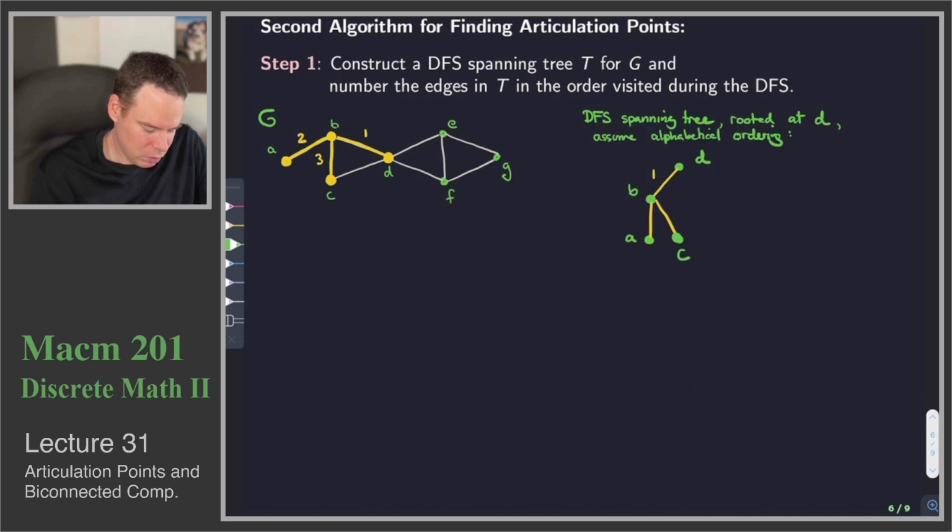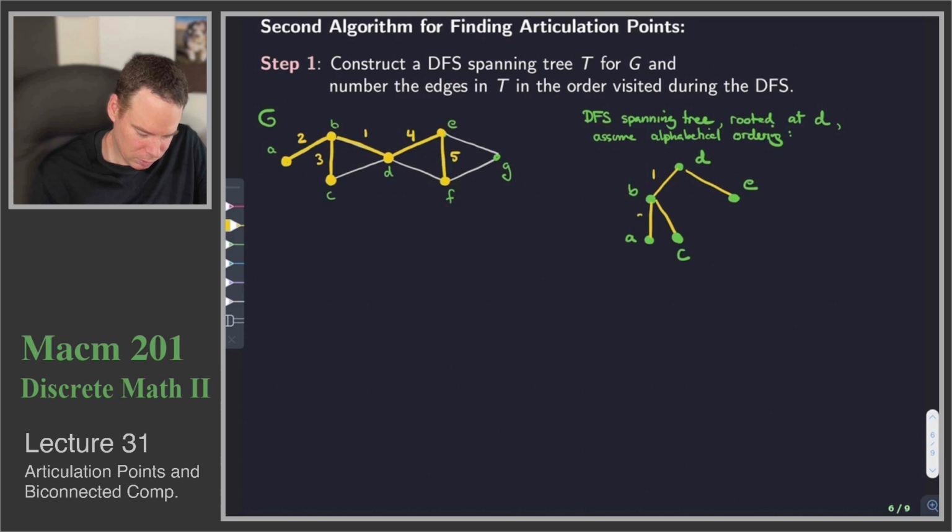And C has no unvisited neighbors, so we back up to B. B has no unvisited neighbors, then we back up to D. And now D has unvisited neighbors, E and F. The smallest one is E, so that will be our edge number 4. So we go out here to vertex E. E has 2 neighbors, F and G, both unvisited. F is the smaller of the two, so that's edge number 5.